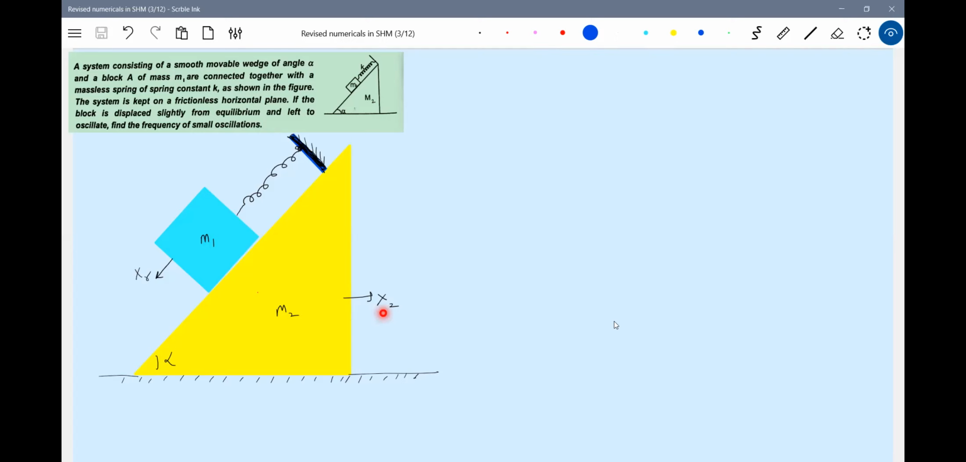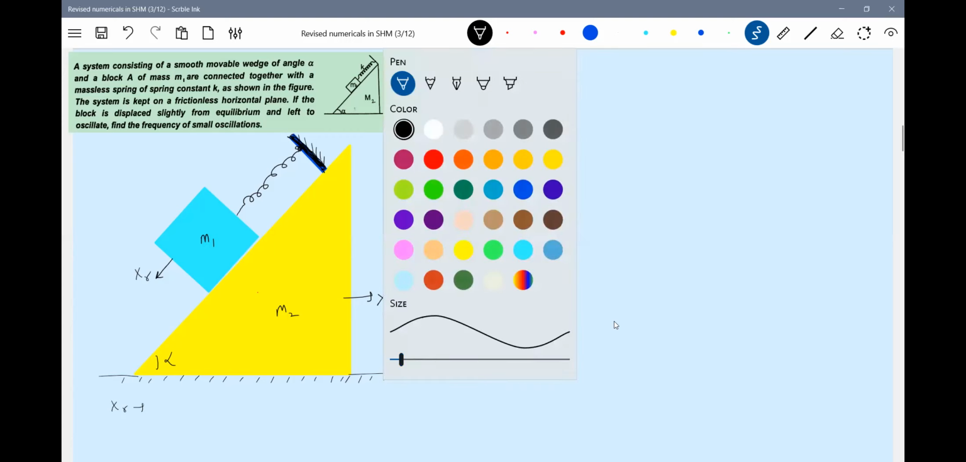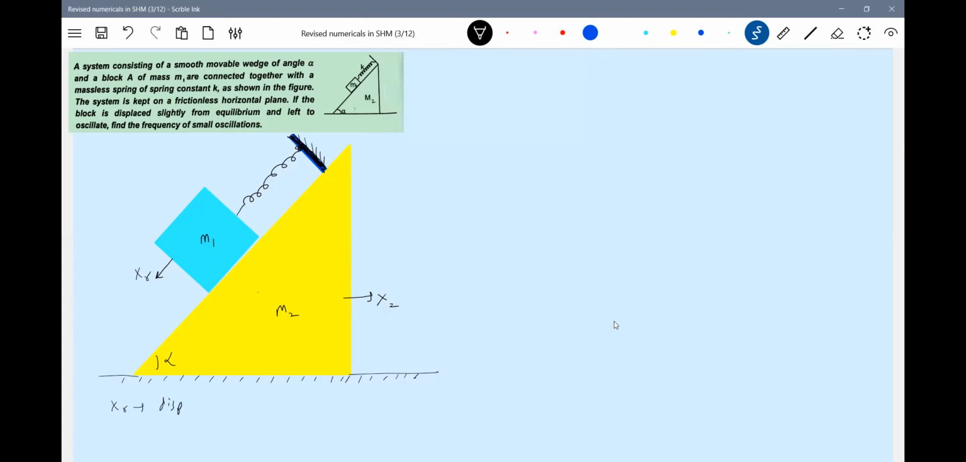So this x2 is with respect to the ground, and XR is this one. I think these are the very primary things which are very important. What is XR? Displacement of block with respect to wedge. You can get into the problem very easily from here.